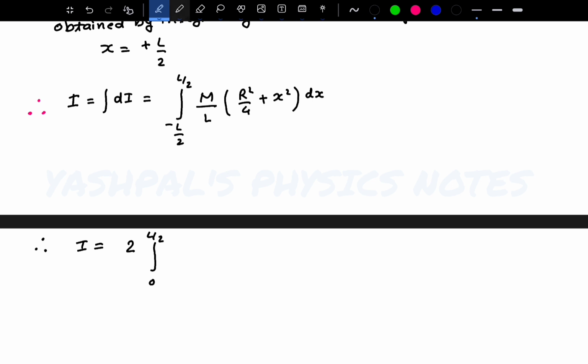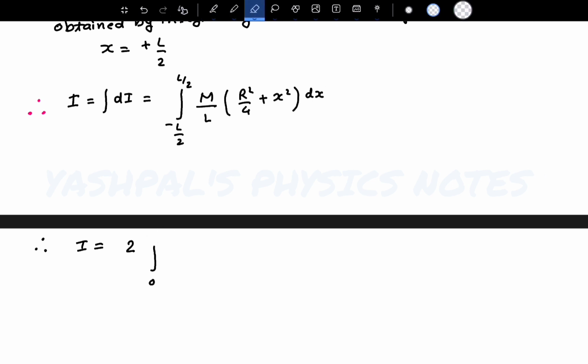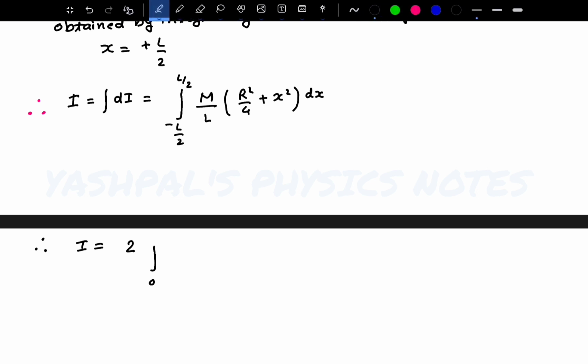What I have done, let me correct, L by 2. So what I did here is I have removed this negative term minus L by 2 and I have replaced it by 0 and multiplied this whole equation by 2. So ultimately we get the final answer as we desired.